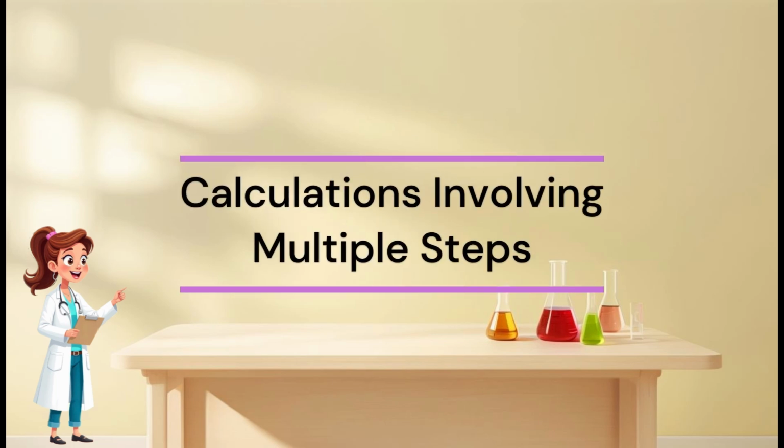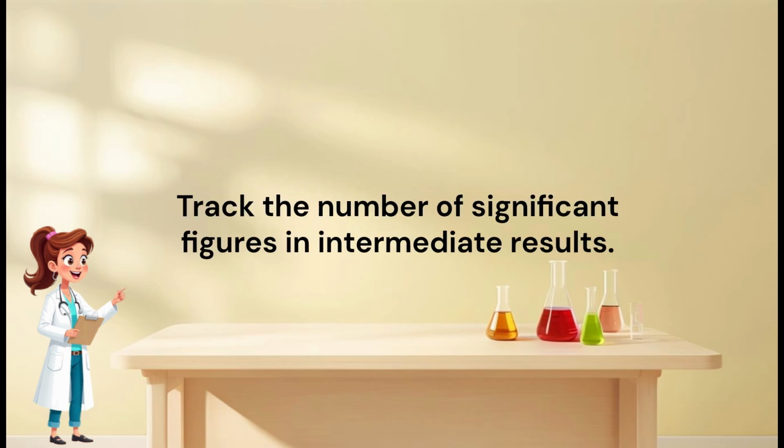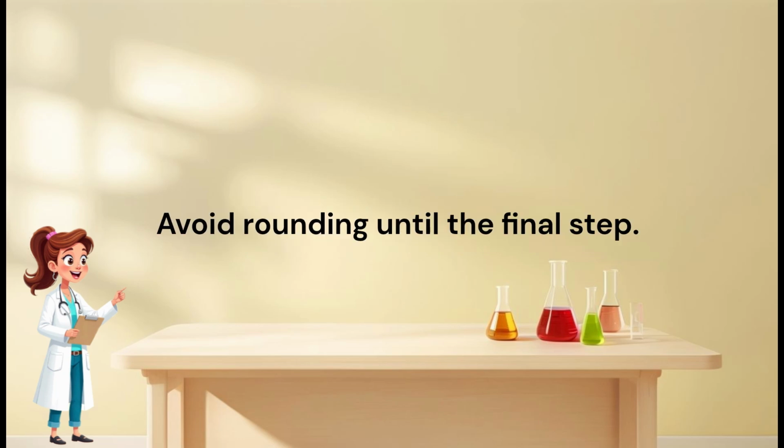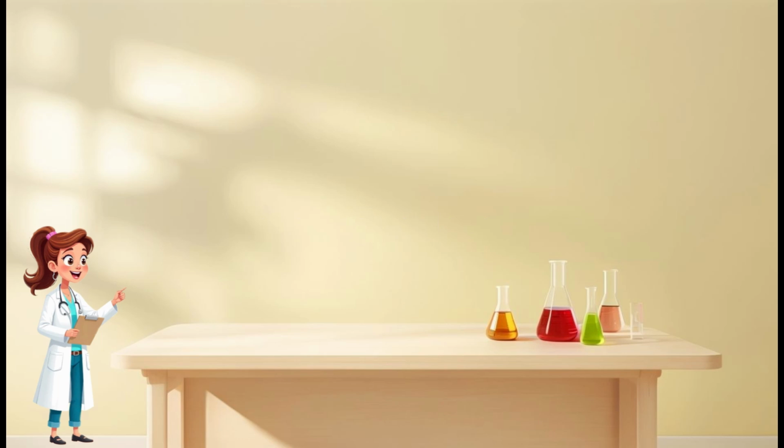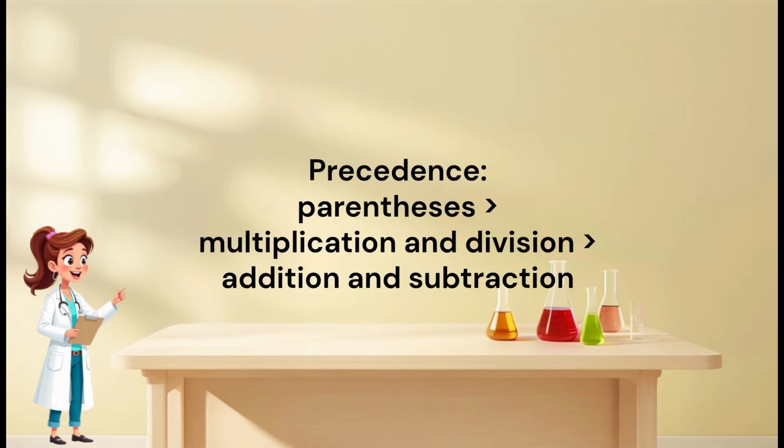Calculations involving multiple steps. When performing calculations with multiple steps, it's crucial to track the number of significant figures in intermediate results. To minimize rounding errors, avoid rounding until the final step. As an example, consider the 2-step calculation. Perform calculations following the order of operations. Parentheses have the highest precedence, followed by multiplication and division, and finally addition and subtraction.